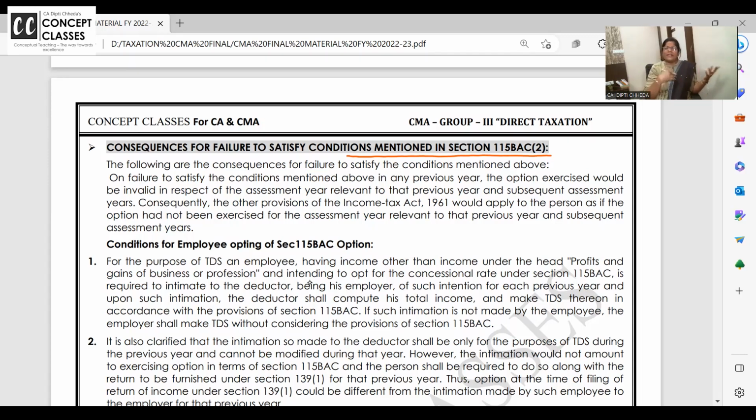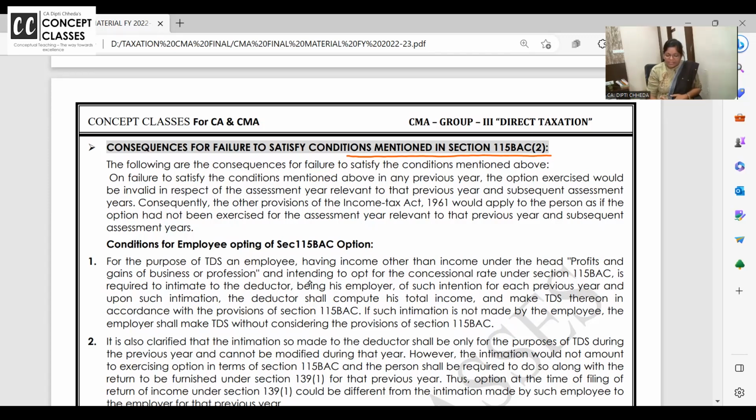So there is no point in going to the old regime just for the purpose of deduction, because anyhow I'm not availing any deduction. At 70 years, anyhow, I'm not getting salary and so on. So for those people, the new tax regime. This is just a general idea I'm giving. Otherwise, PPF, LIC, 80C, 80D, Mediclaim, all that will be there. The basic deduction on savings account interest, 80TTA, 80TTB, all that is allowed in the old tax regime only. Okay? So following are the consequences for failure to satisfy conditions.